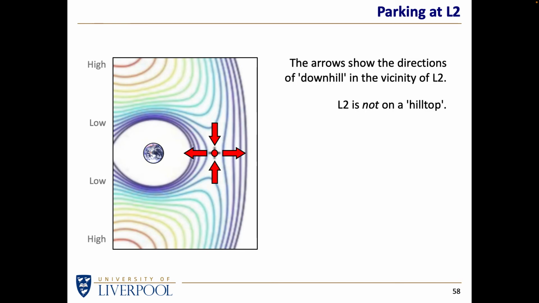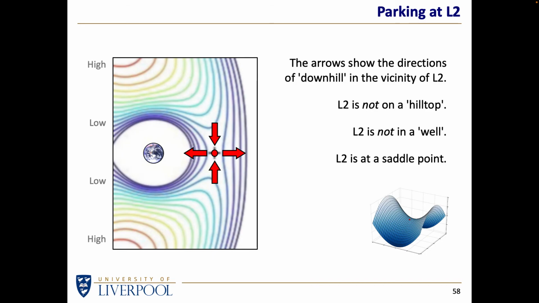So L2 is not a hilltop, in which case downhill would always point away from the hilltop. L2 is not a gravitational well. If it was, the arrows would always point towards L2. But some of them point towards, some of them point away. So L2 is not a hilltop, it's not a gravity well, it's a saddle point. Mathematicians would express it like that. The rest of us would just say it's a Pringle.